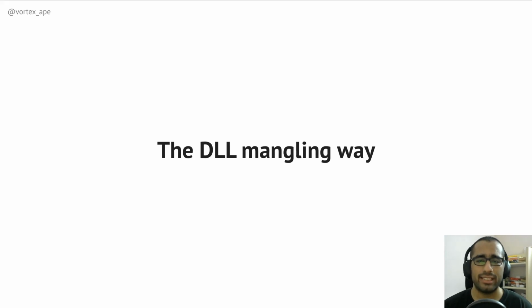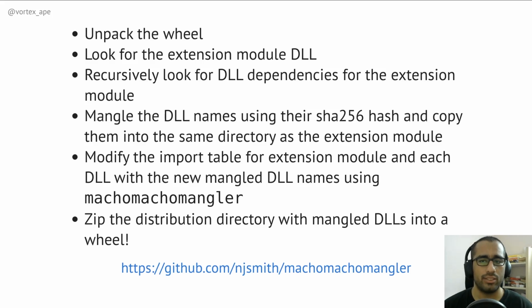Depending on your particular scenario and needs, you can go the DLL mangling way, where you can mangle the names of all the DLLs like Audit Wheel does, and then update their import tables to reflect the newly mangled names. To do this, you can write a script which unpacks your Windows wheel, recursively looks for DLL dependencies for the extension module in the VC package installation directory, mangles their name using their SHA-256 hash, and copies them into the same directory as the extension module.